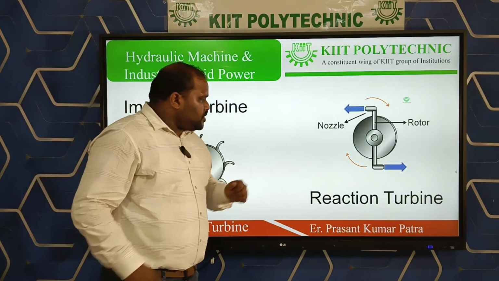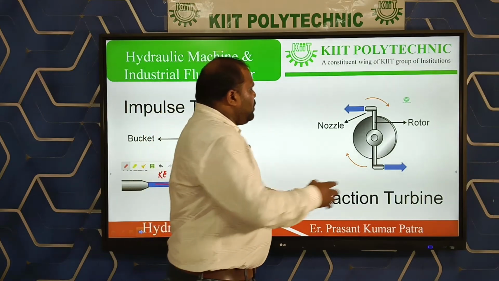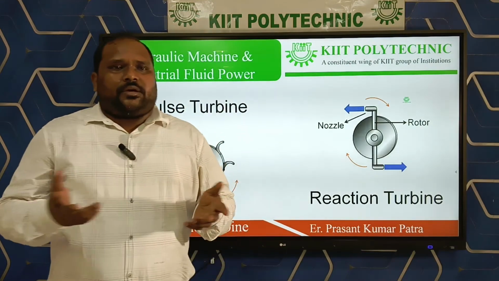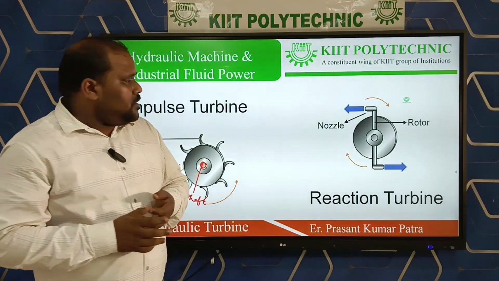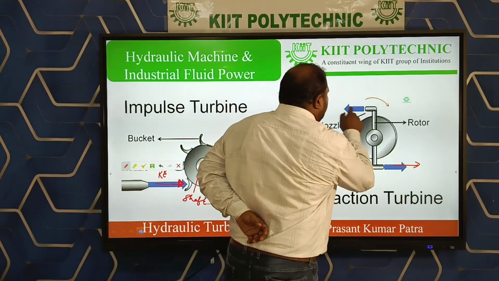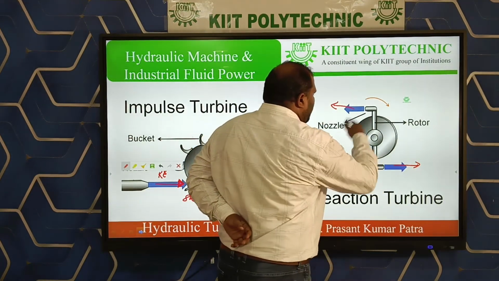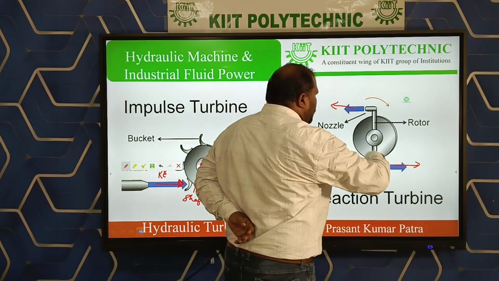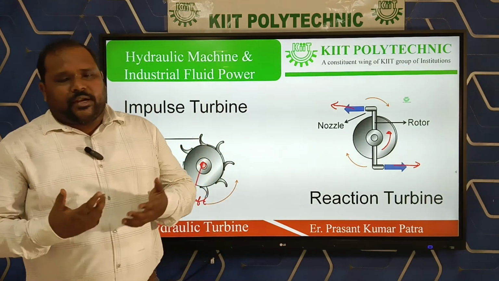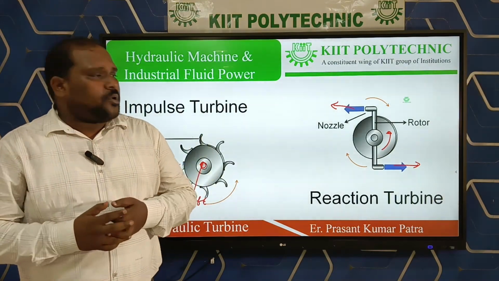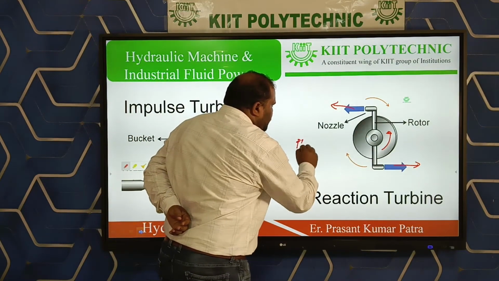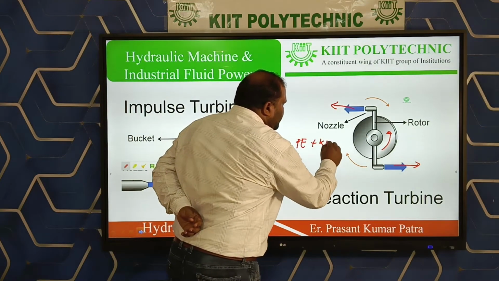Next, if we consider the reaction turbine, mostly the reaction turbines are radial flow or axial flow turbines. Here, you can see the direction of water, and when this runner or rotor rotates, we obtain that rotational energy, or you can say shaft power. But in the case of the reaction turbine, the energy at the inlet is partly pressure energy and partly kinetic energy.